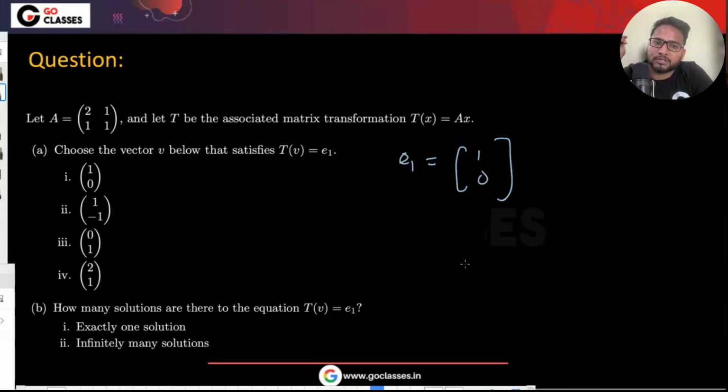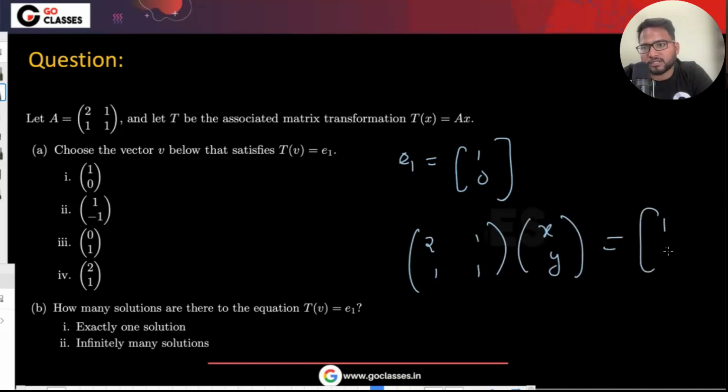Can you just do this? Which means T of v means you multiply the matrix 2, 1, 1, 1 by some x, y, which should give you 1, 0. What is this x, y? Can you solve for the x, y? I think you can do it, right? So what is the answer you are getting? Maybe you can cross verify. I think one of this minus one of this. I think this, right? Is this the answer? Yeah. So I think x, y you are getting like this.